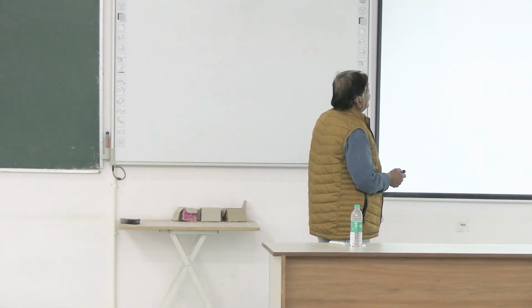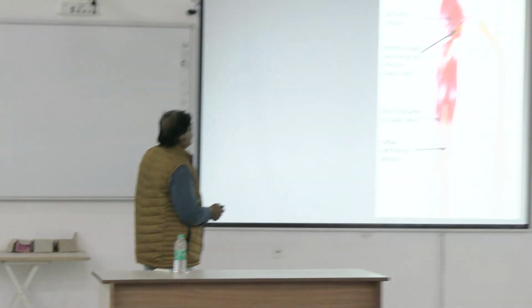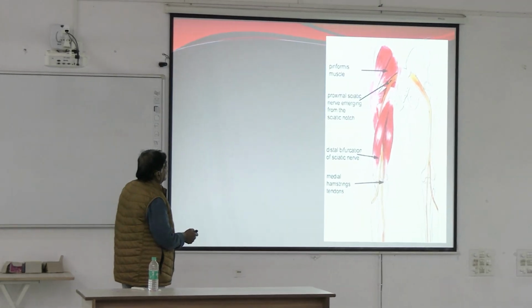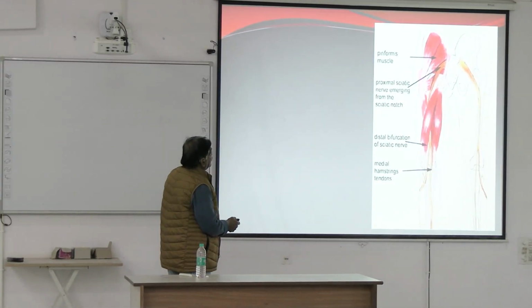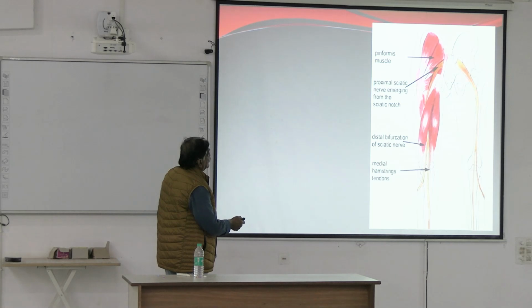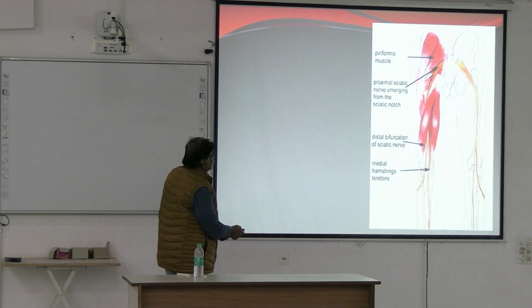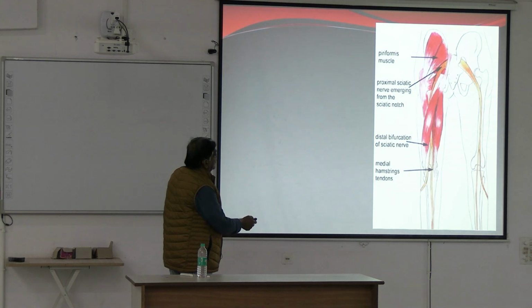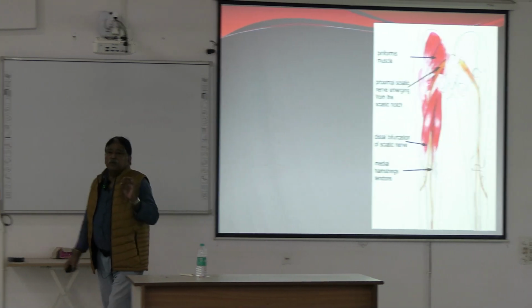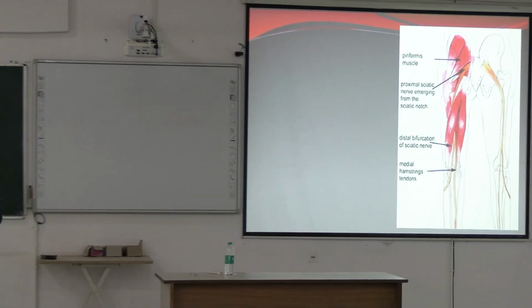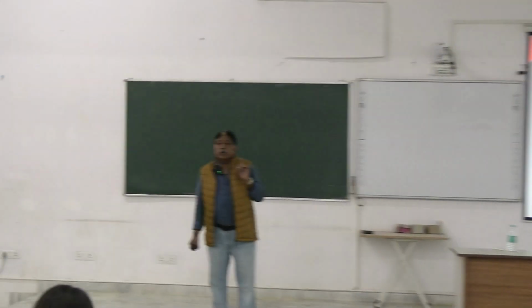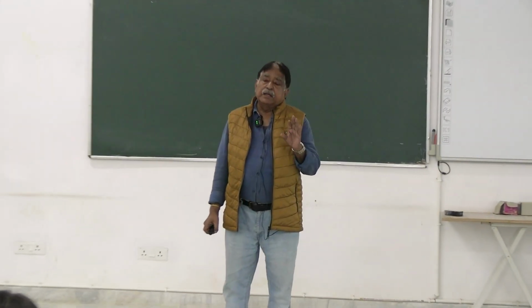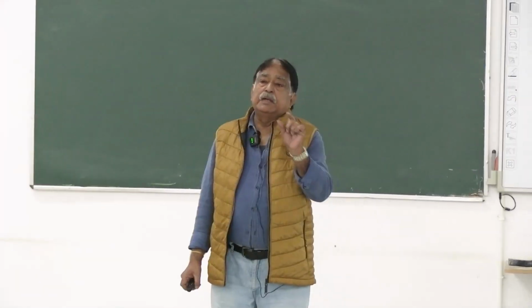Now you see this piriformis muscle, and the proximal end of the sciatic nerve emerging from the sciatic notch. See, this is the muscular part, and this is the distal bifurcation of the sciatic nerve, near the medial hamstrings tendon. Now you see, there can be a full question on the sciatic nerve, or rather, a sciatic nerve 10 marks question.